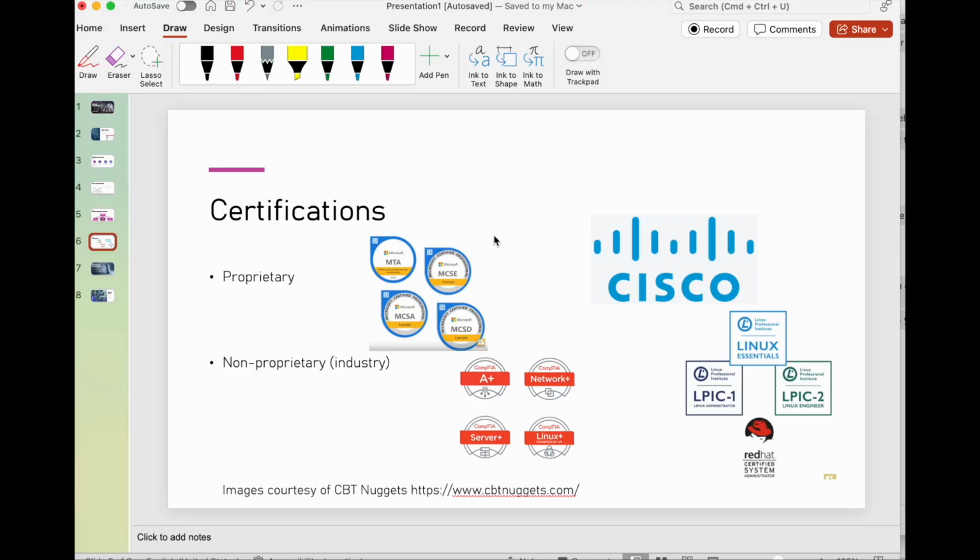All right, now let's take a look at the certifications available. A student asked me to go over this specifically, and there are two types of certifications: proprietary and non-proprietary. Even though this slide talks about proprietary, first let's talk about why you would want non-proprietary. Non-proprietary is almost like an agnostic look at just the concepts themselves.